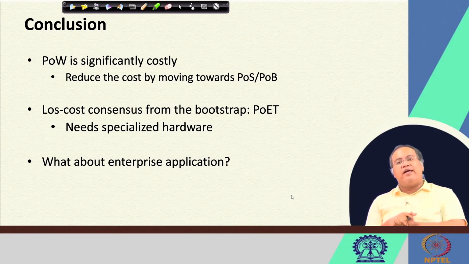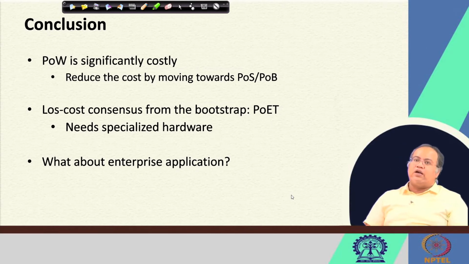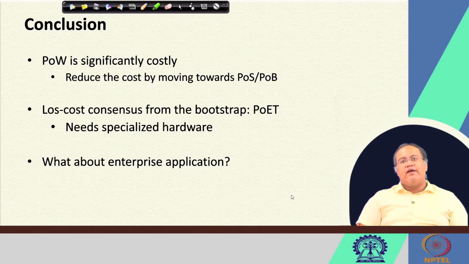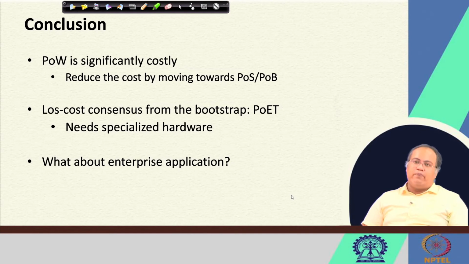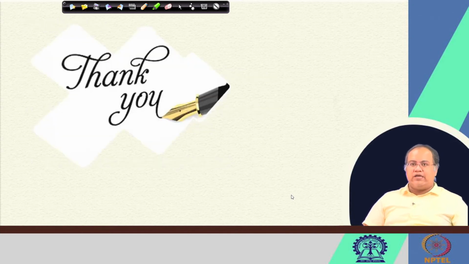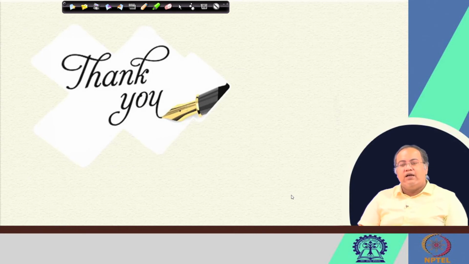With that we complete our discussion on the consensus mechanism in a permissionless model or an open blockchain network. So, from the next lecture we will start our discussion on the consensus mechanism on the closed blockchain network or the permissioned blockchain network.